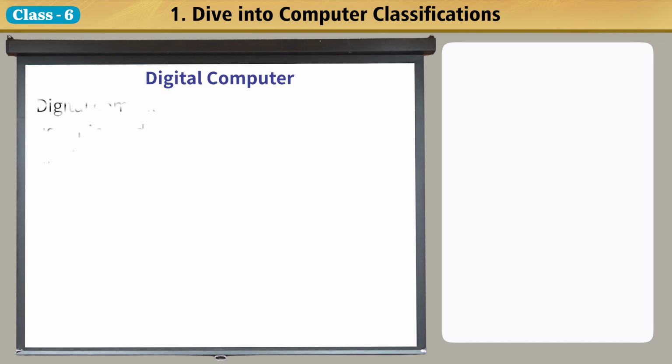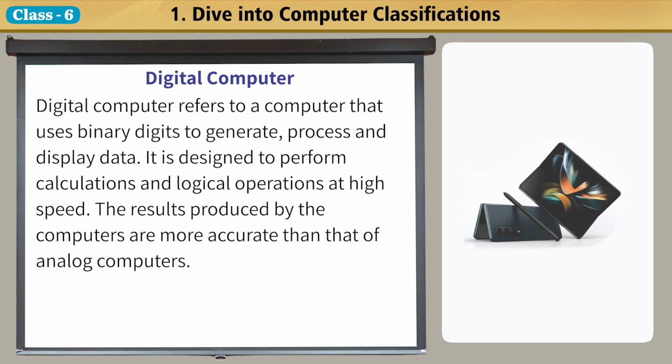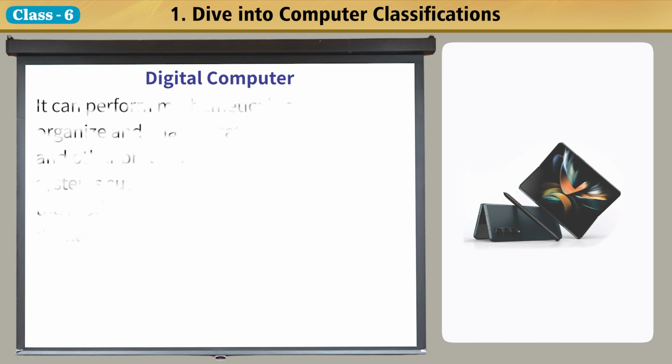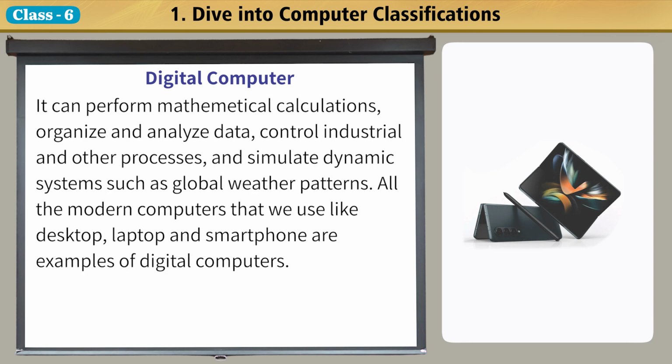Digital computer. Digital computer refers to a computer that uses binary digits to generate, process, and display data. It is designed to perform calculations and logical operations at high speed. The results produced by these computers are more accurate than those of analog computers. It can perform mathematical calculations, organize and analyze data, control industrial and other processes, and simulate dynamic systems such as global weather patterns. All the modern computers that we use like desktop, laptop, and smartphone are examples of digital computers.